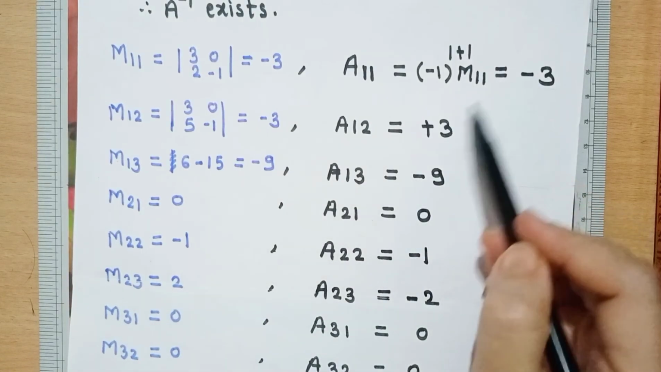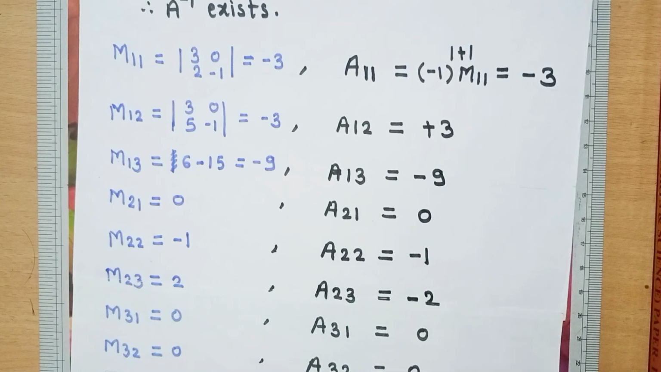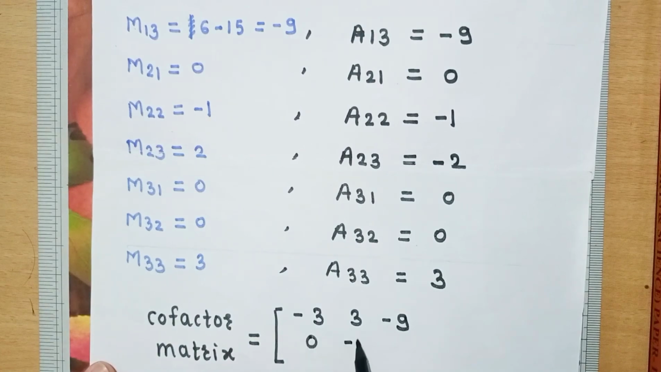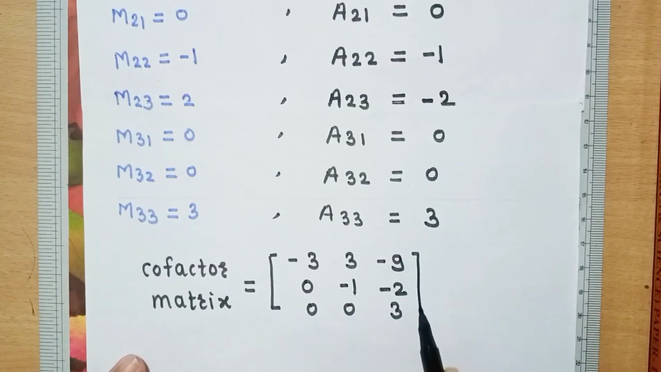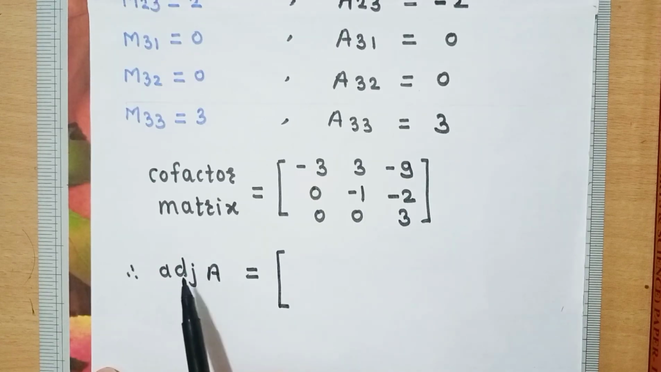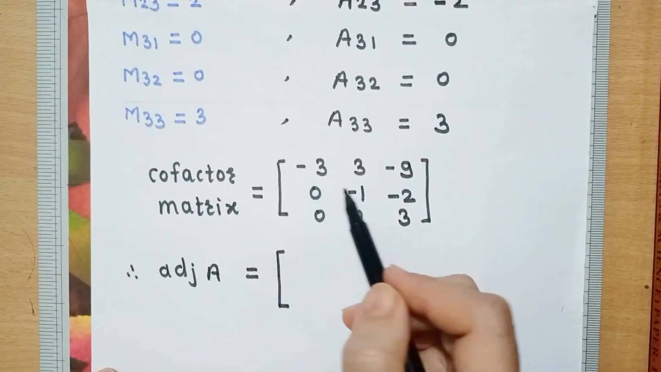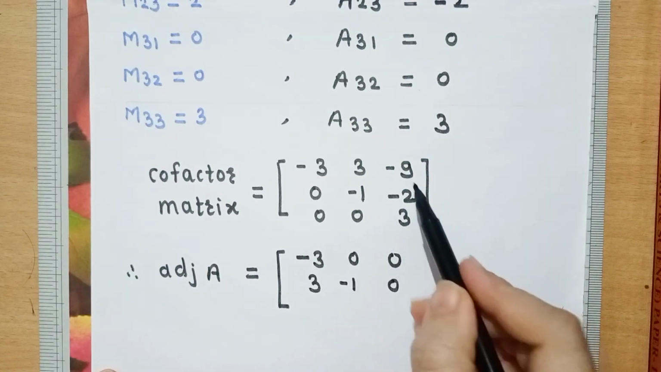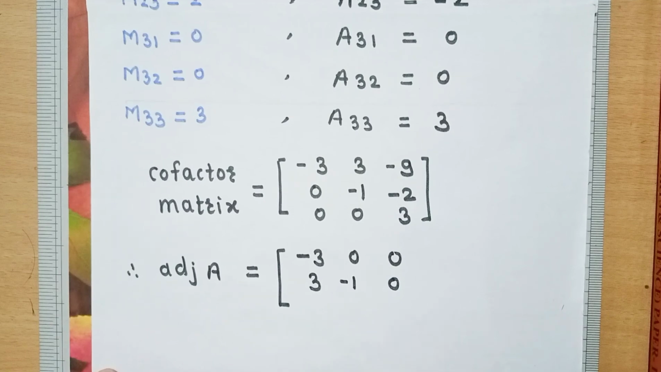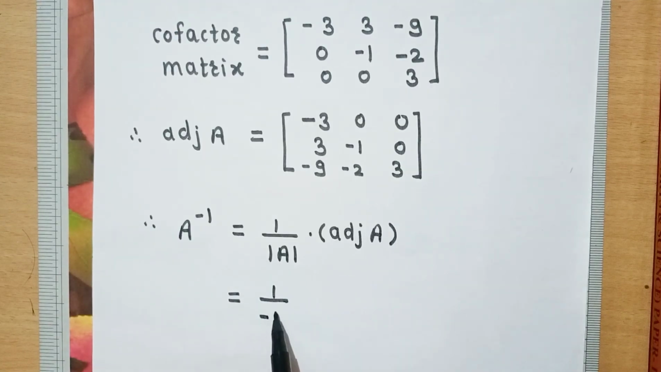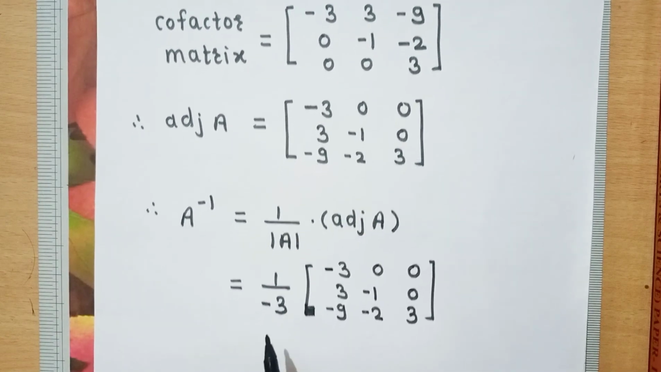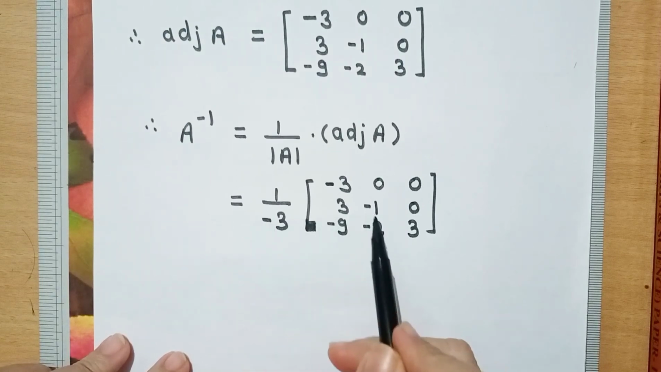In the cofactor matrix, write down these 3 elements in the first row. Then these 3 elements in the second row, and then the third row. Now the adjoint of A means the transpose of this matrix. So the first column, then the second column, write down as the second row, then the third column, write as the third row, and therefore 1 upon this is minus 3, and write down this matrix, and in the last step multiply by this minus sign here.